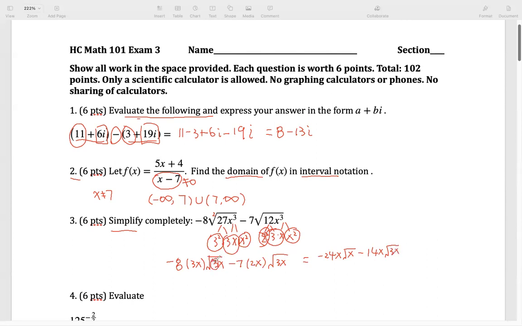So the radical is 3x. And we have negative 24x, negative 14x. That adds to be negative 38x. And square root of 3x.